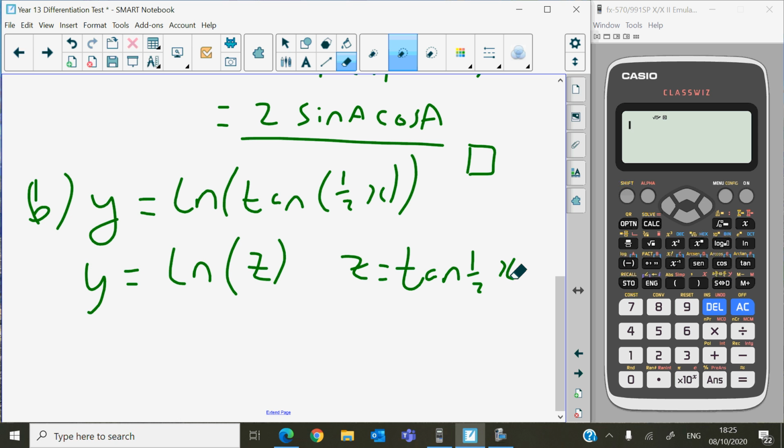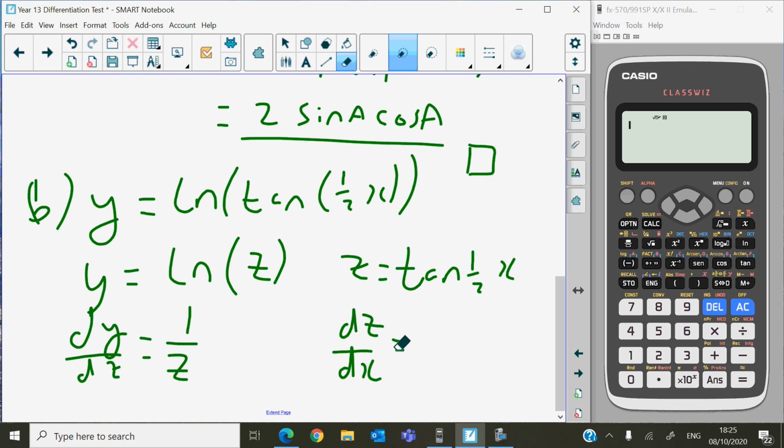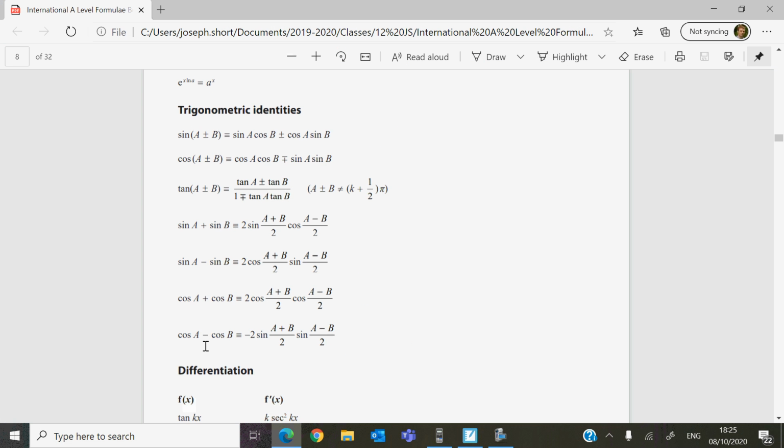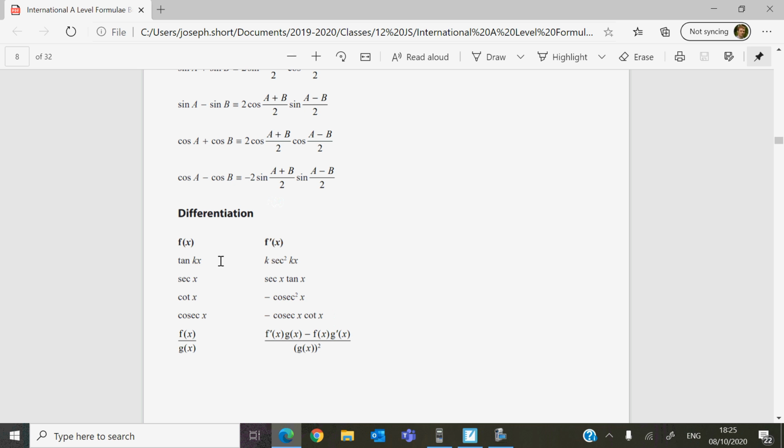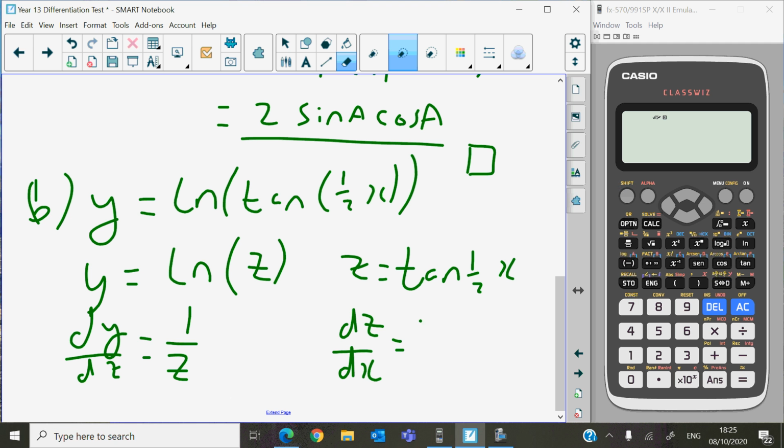And if I've got z is equal to tan a half x, I can now do dy by dz. We know how to differentiate log, it goes to 1 over z. I can also get dz by dx and differentiate the tan. Now, tan is a standard. We're given it in the formula book. Tan differentiates to sec squared. But more importantly, when it's a kx, like this one, a half x, that half is going to go on the outside by chain rule, a half sec squared of a half x. So that's what we're going to get there, a half sec squared of a half x.